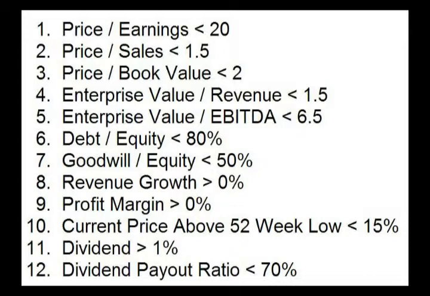Price earnings less than 20, price to sales less than 1.5, price to book value less than 2, enterprise value to revenue less than 1.5, enterprise value to EBITDA less than 6.5, debt to equity less than 80%, goodwill to equity less than 50%, revenue growth greater than 0, profit margin greater than 0, current price above 52-week low less than 15%, dividend greater than 1%, dividend payout ratio less than 70%.